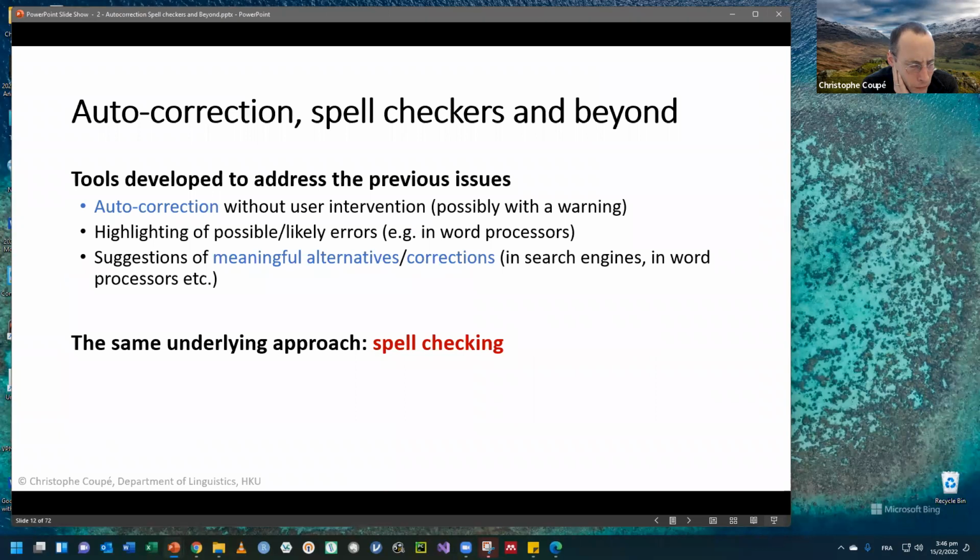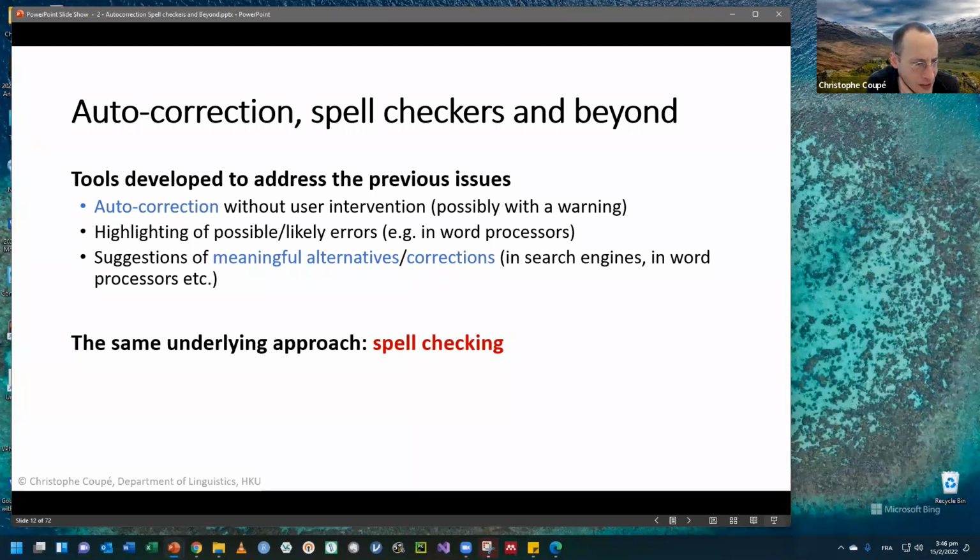So in order to address all these errors, you have different tools that have been developed. You have what is called autocorrection. And here, you don't need to do anything, no user intervention. The system will automatically correct what you write. And it may warn you or it may not warn you. That's the first thing you may think of.